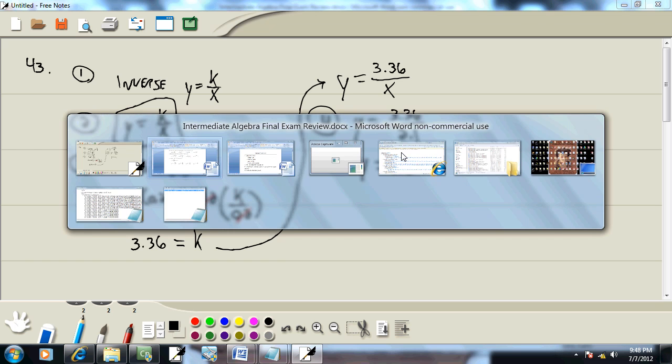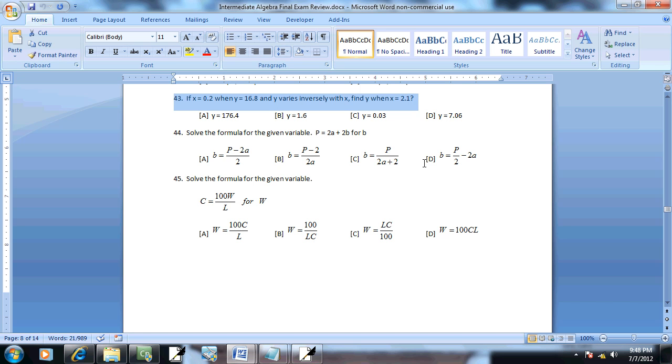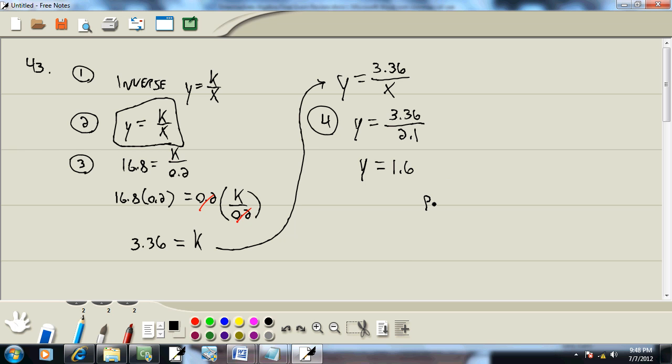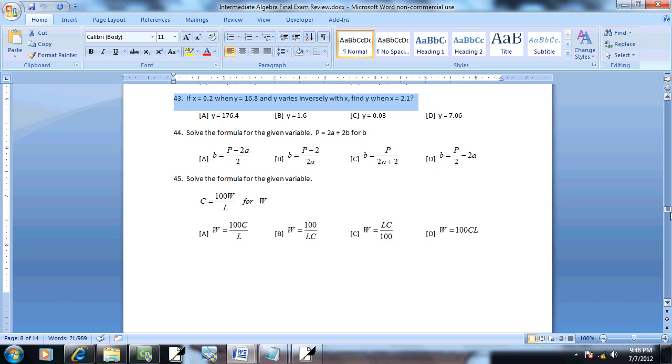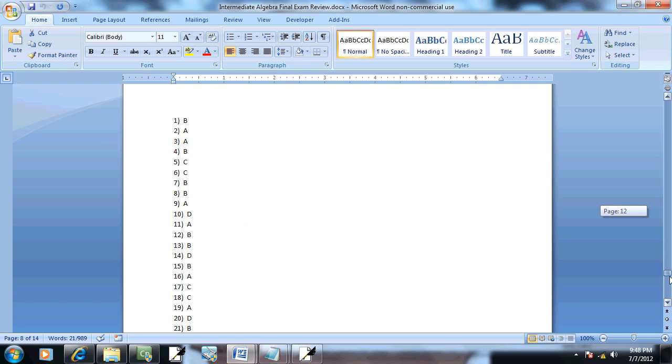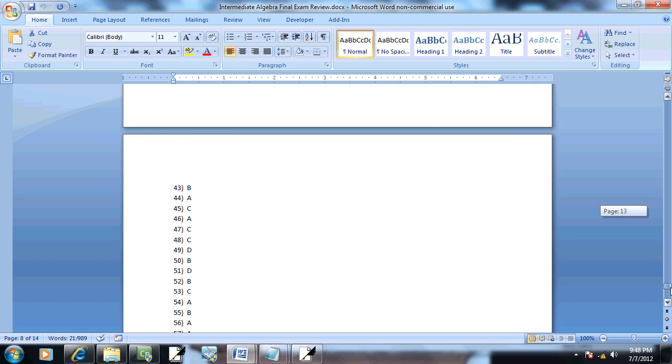So let's see which one that matches. 1.6 looks like B. So 43B. That checks.